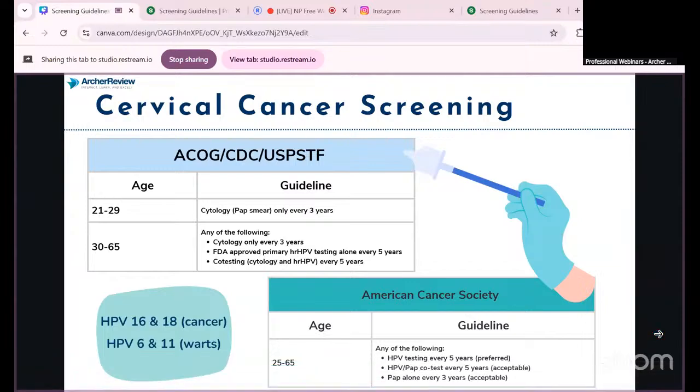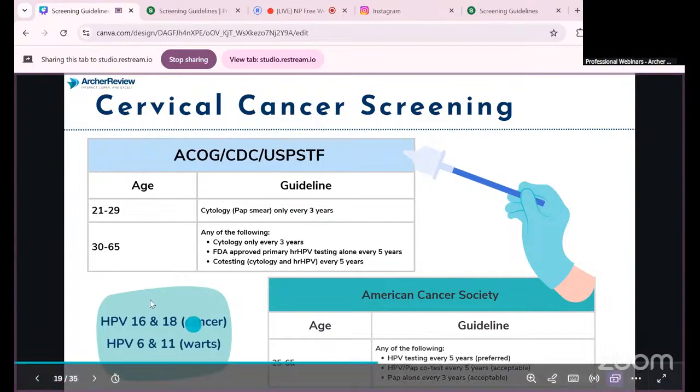So again, the patient often will clear themselves of the HPV, but if they have HPV 16 and 18, they're going to be at higher risk for cancers that are related to HPV. And then two other strains are 6 and 11, which often cause genital warts. So again, these are your higher risk strains here.